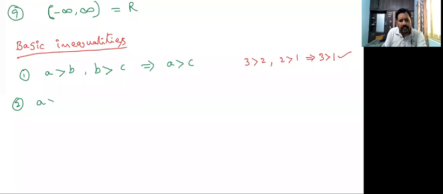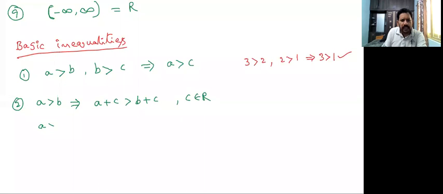Now, second point. If A is greater than B, that implies A plus C is greater than B plus C, here for all C belongs to R. C can take any real number, no problem.